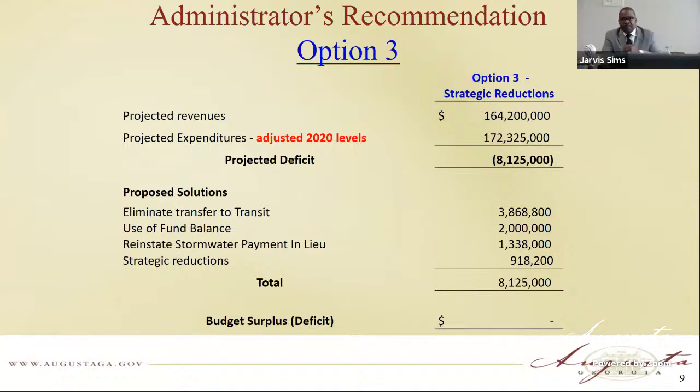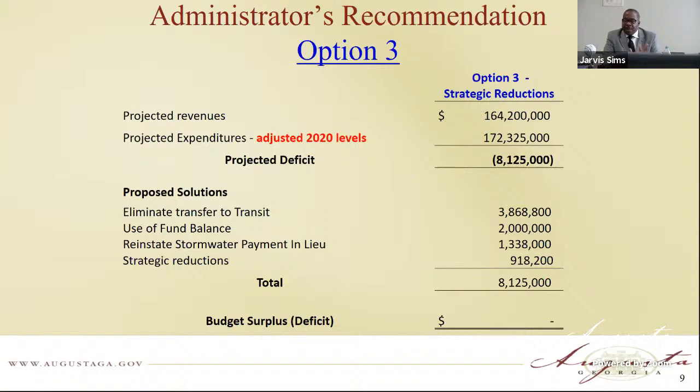So with this slide, if we did a strategic approach, we are proposing, asking for consideration, still the use of fund balance, but instead of $4.3 million, we're recommending $2 million. We're also recommending to reinstate the stormwater payment in lieu, which is $1.3 million, as well as, again, the strategic approach would yield about $918,000. That would balance the budget.